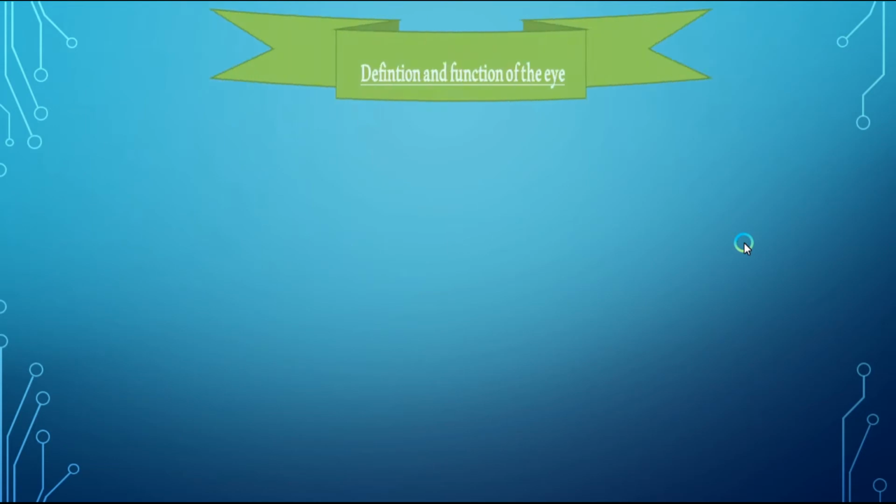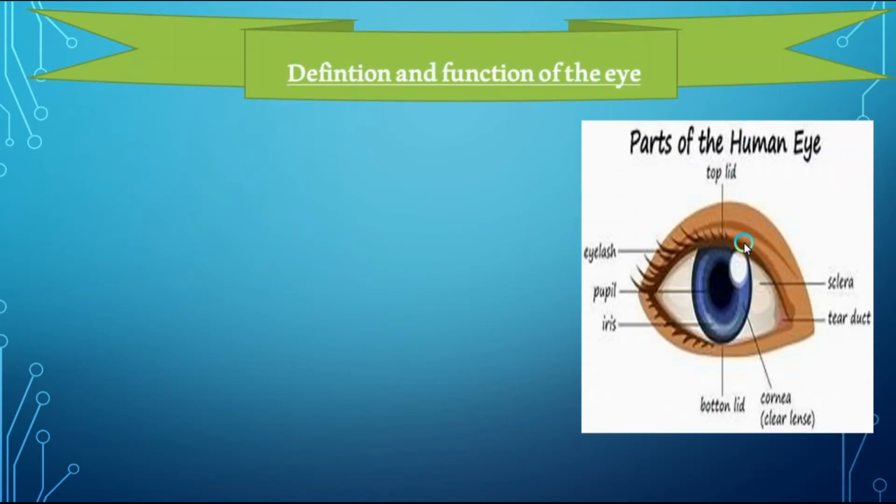We will speak now about the function. This is the external part of the human eye. The human eye is formed by many small parts. The first one is the central core. The central circle of the eye is called the pupil. It can be smaller and it can be larger, depending on the amount of light.